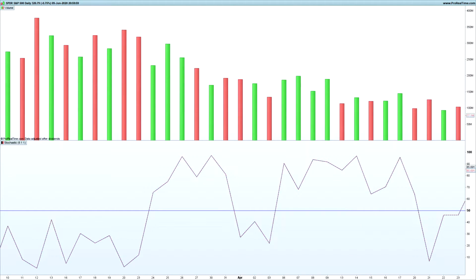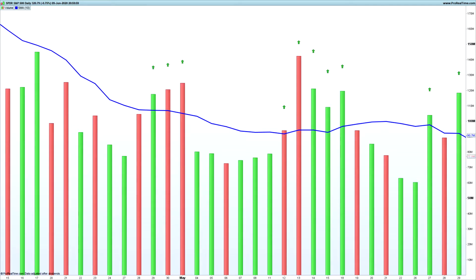Strategy 2 is volume stochastic. The stochastic oscillator is a way of measuring momentum, so volume stochastic crossing above the 50% shows we have rising momentum in volume. And the third and final volume strategy is enter anytime the volume is above its 10-period simple moving average.